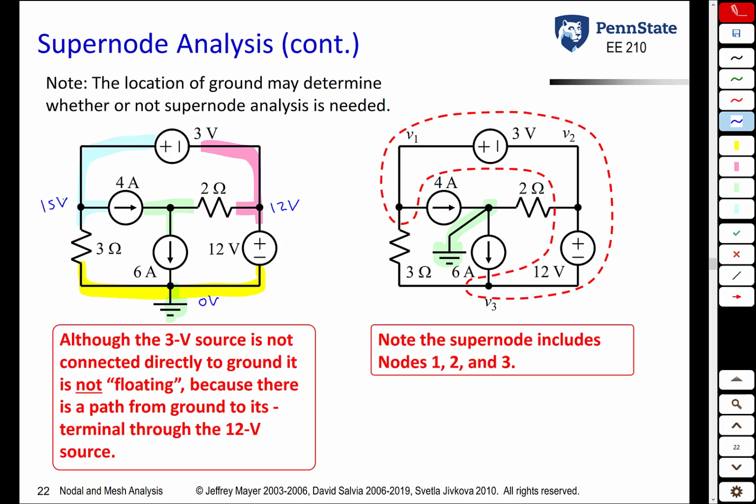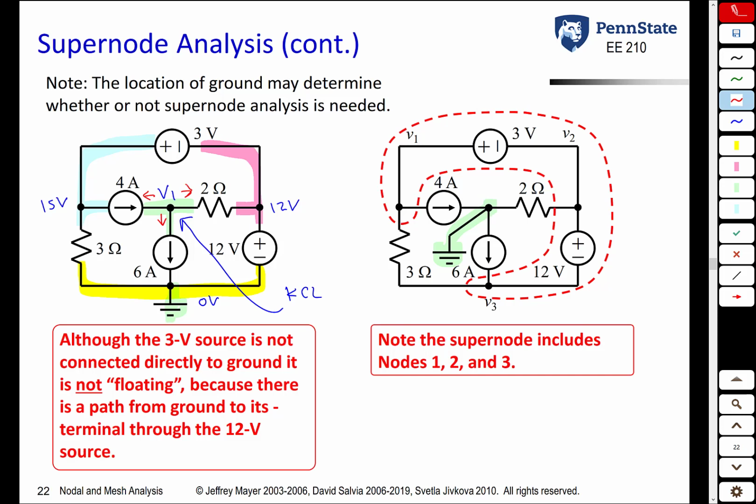The green node is not connected to any voltage sources. We do not know its voltage, so it's a variable V1. So basically we would have to write a KCL equation here. This current plus that current is equal to 0. One equation and one unknown.